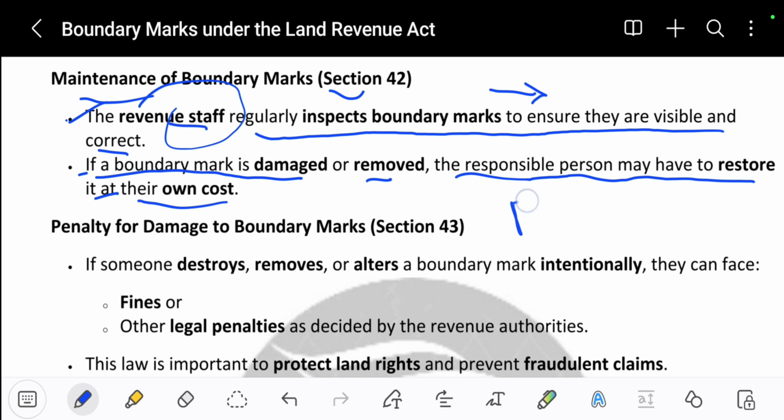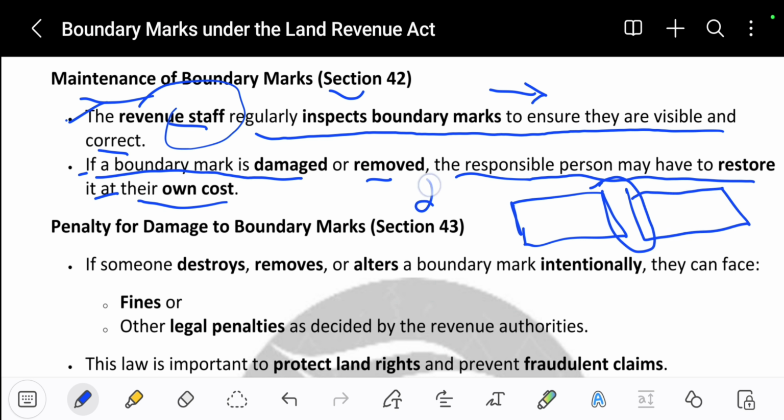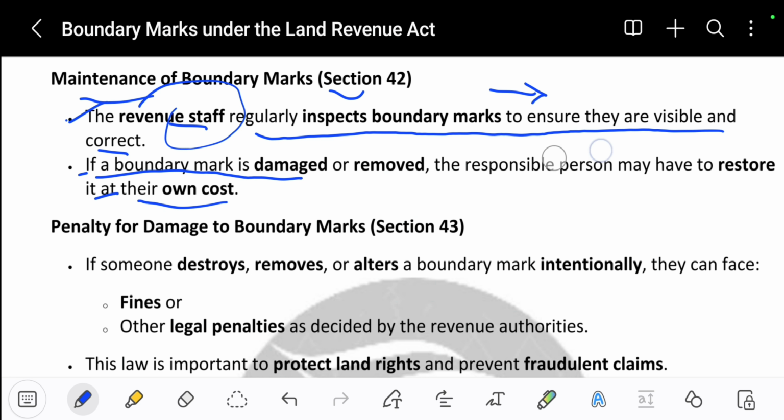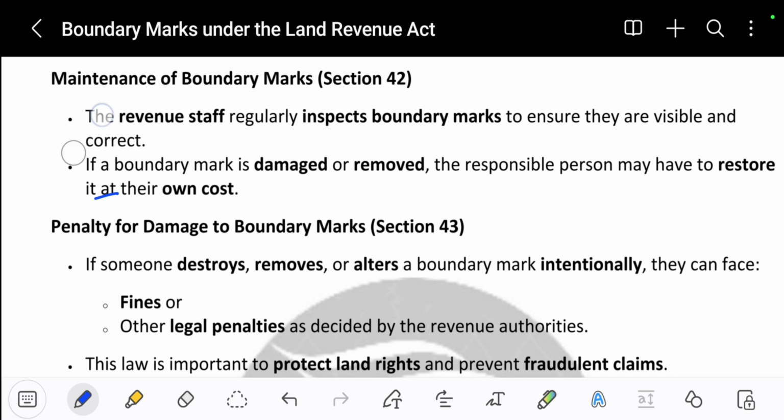So basically, if there is a person who owns a land and there's another person who owns a land and there's a boundary mark over here, but that boundary mark got damaged, then one of them will be responsible to maintain that boundary mark with their own money and repair that boundary mark. Okay, so this whole thing is mentioned in Section 42. Now moving on to the next section.